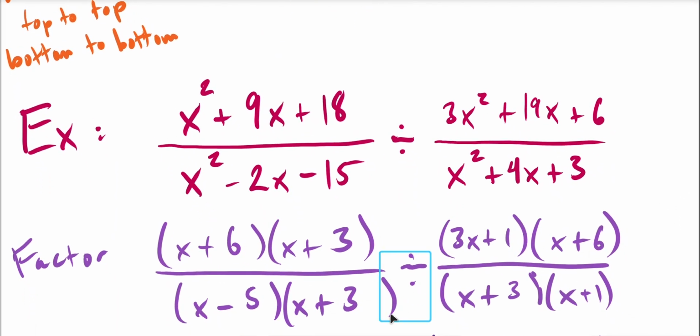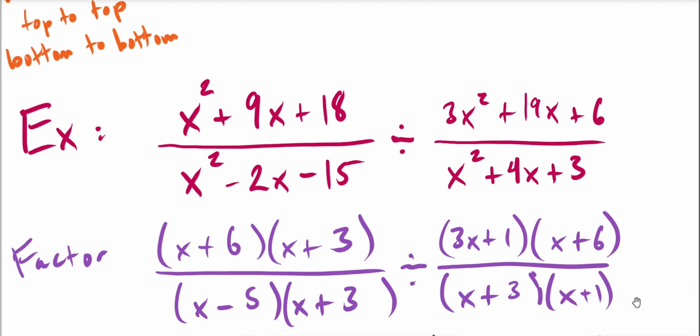So let's factor first. This top one is x plus 6 times x plus 3. This bottom one is x minus 5 times x plus 3. Then this one, I've omitted the work, but we can check by FOILing that this is going to be 3x plus 1 times x plus 6, right? We'd get a middle term of 18x plus 1x, which is 19x. And then our first term would be 3x squared, our last term would be 6, so this is the right factorization. Then this bottom one is a little easier. This is x plus 3 times x plus 1.